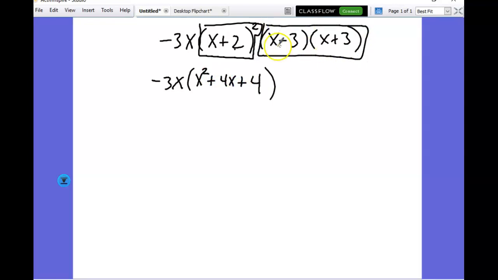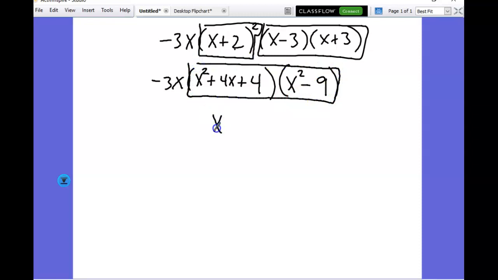That's a difference of squares. So you square the first term, square the last term, and you connect them with a minus. After you do your shortcuts, you do any sort of box multiplication, which would be these two, or foiling, or whatever you want to call it.